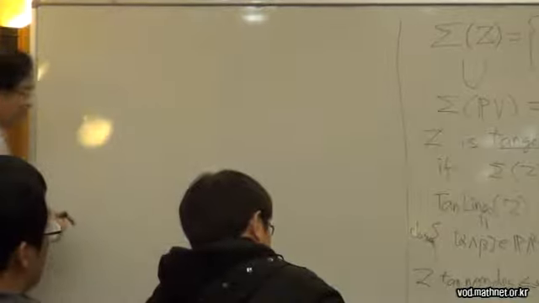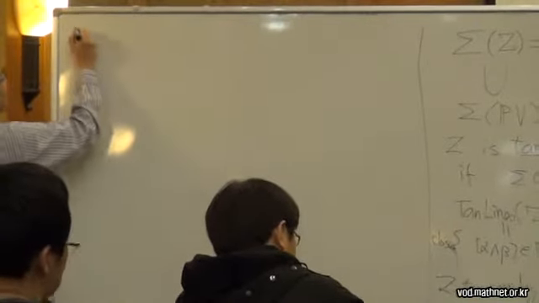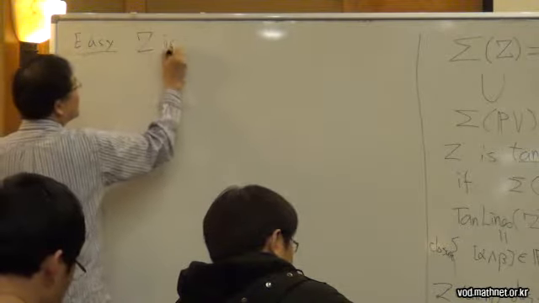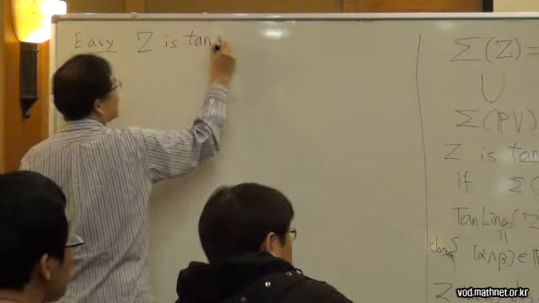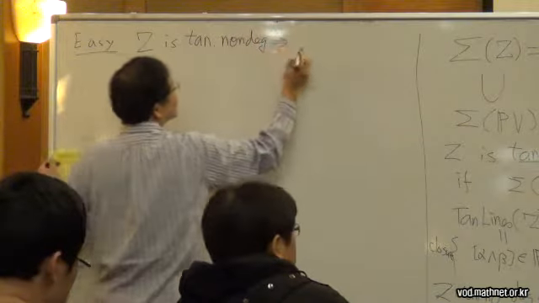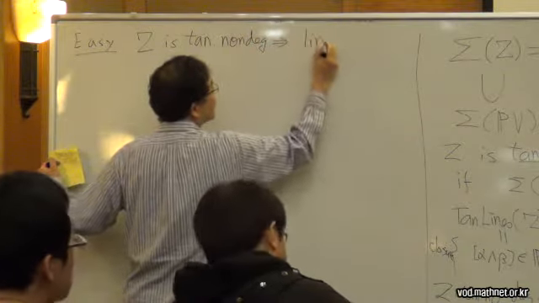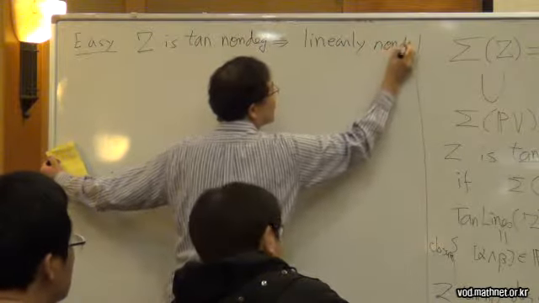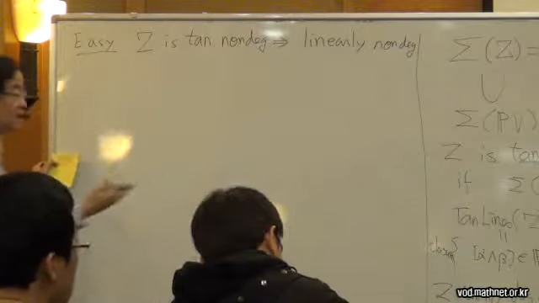Now this is an easy exercise: if Z is tangentially non-degenerate, then it is linearly non-degenerate. And this is very easy.